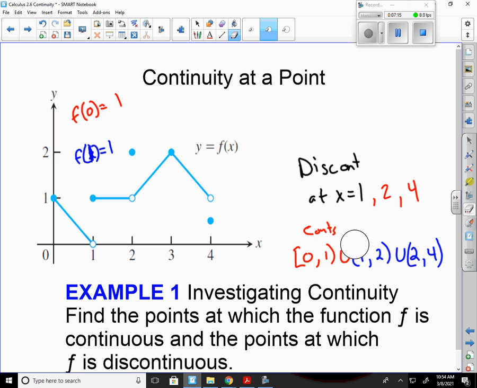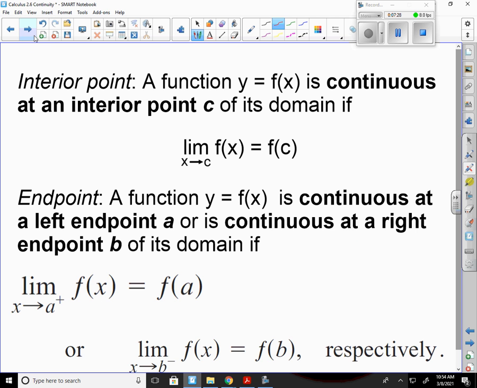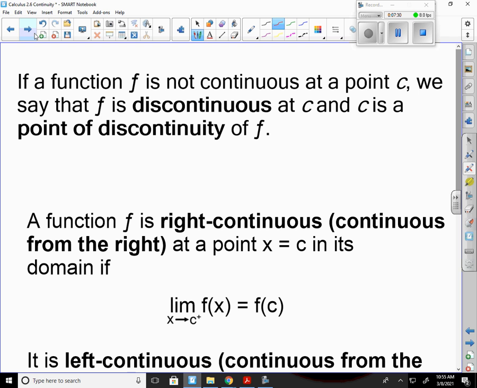Which means that when I do this interval here, that should be a 1 because it's a closed circle. But if a function f is not continuous at a point c, we say that f is discontinuous at c, and c is a point of discontinuity of f.